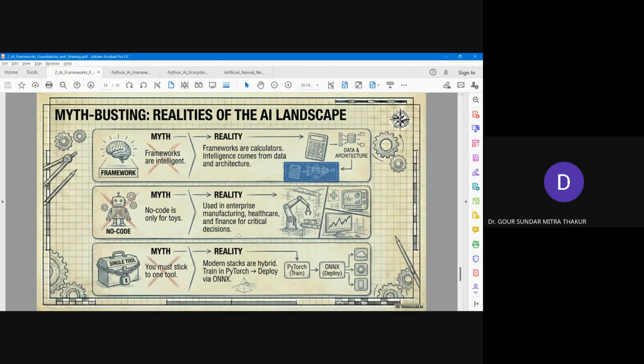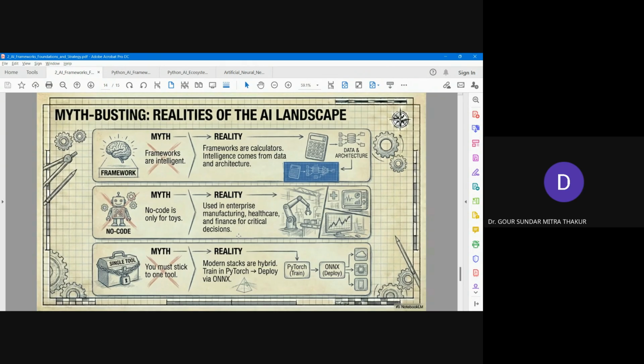Another myth is that no code is only for toys. People used to think so, but nowadays there are many different tools which are really very sophisticated and powerful. So it's not for toy use. You can have a very good command of AI with the help of no code AI tools as well, and you can deploy it for use. You can perform your daily or regular data analysis or prediction model with the help of no code tools as well. They are used in enterprise, manufacturing, healthcare, and finance for critical decisions.